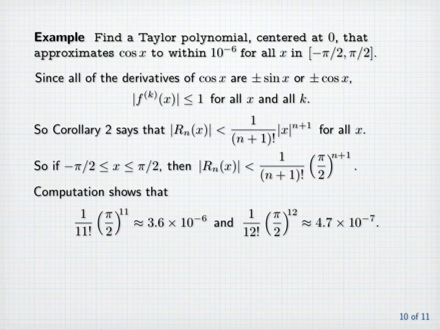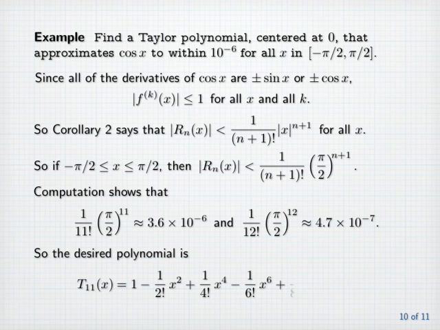So we want n plus 1 equal to 12, that is, n equal to 11, and the desired polynomial is t sub 11 of x, which is 1 minus 1 over 2 factorial x squared plus 1 over 4 factorial x to the 4th, and so on up to minus 1 over 10 factorial times x to the 10th.